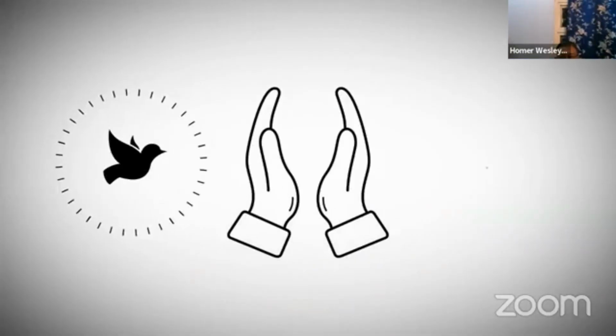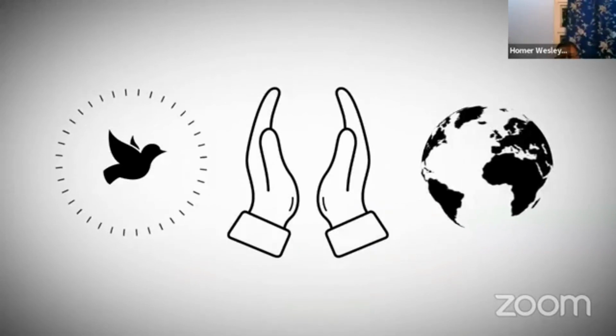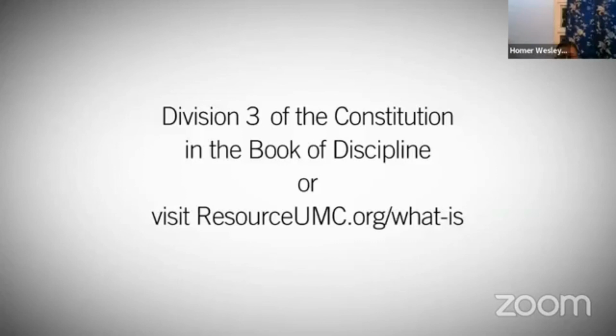In summary, the Council of Bishops provides spiritual and temporal leadership to the overall church. By doing this, the Council of Bishops seeks to strengthen the church to carry out its mission to make disciples of Jesus Christ for the transformation of the world. To learn more, check out Division 3 of the Constitution of the United Methodist Church in the Book of Discipline or visit our website at resourceumc.org.